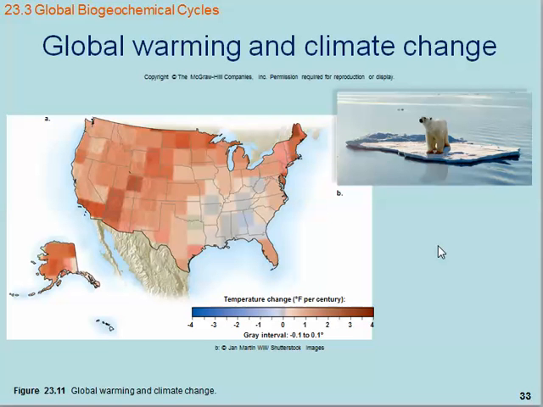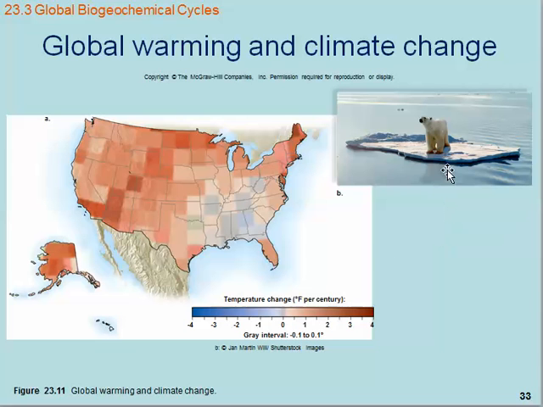This map, and we'll talk more about this in the next chapter, of the United States is showing us what is predicted in terms of temperature change right here in the United States per century based on the emission of greenhouse gases.